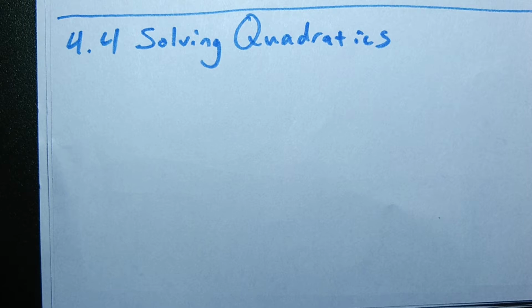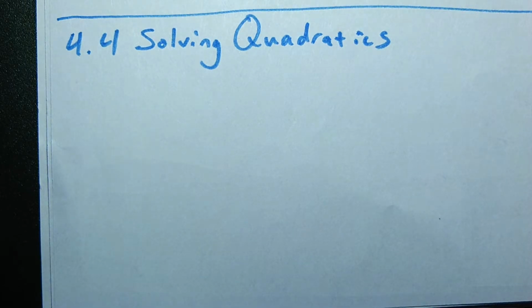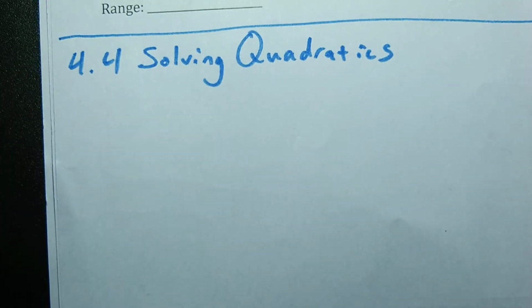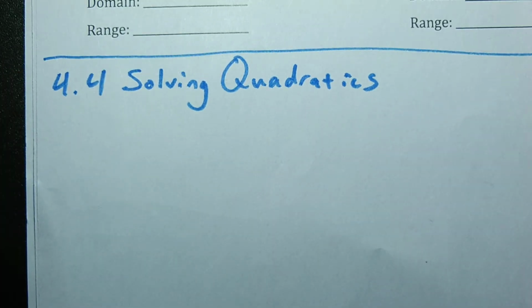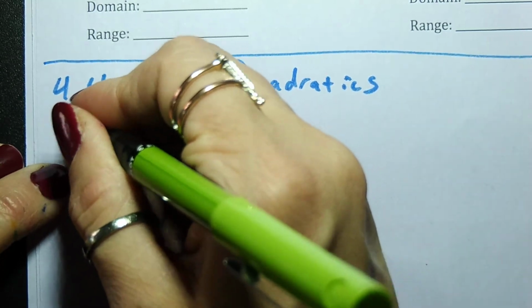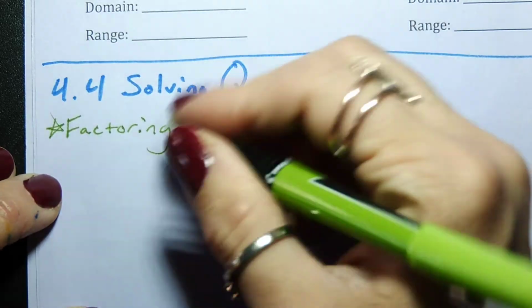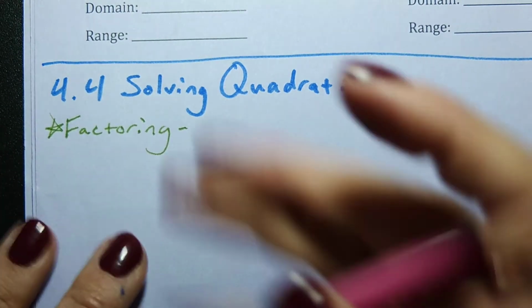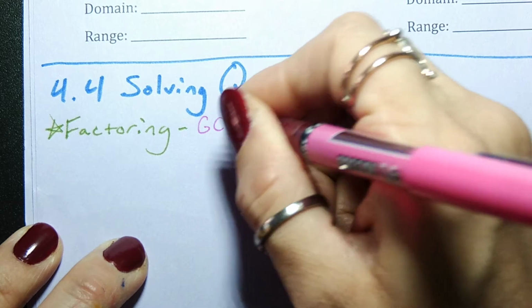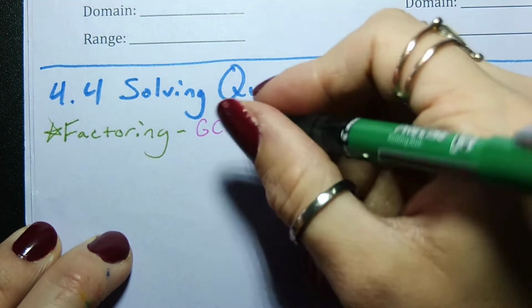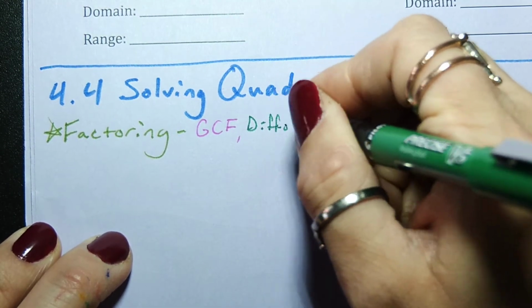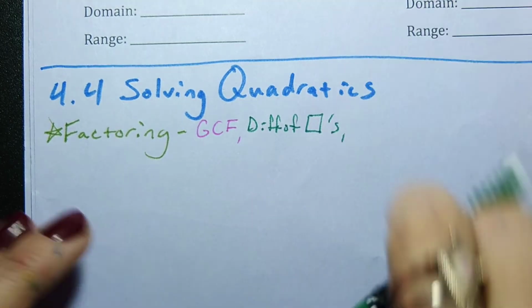So first, what's easier to use when solving? Factoring or the quadratic formula? Factoring for sure. So we always want to try to factor first or look at our graph. So factoring is easier. Don't forget to check for a GCF. So GCF. Let's throw a difference of squares on there, and the x method.